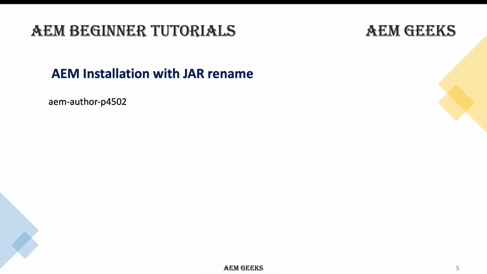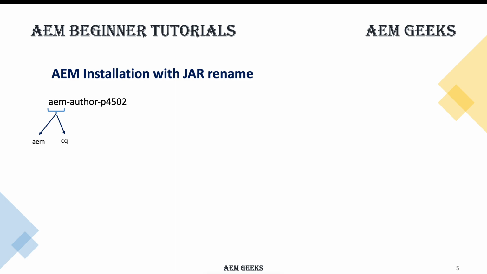The simplest way is to rename your jar. Once you get a jar, you will find a name like AEM-quickstart or something. To make it run as author or publish, you can rename that jar in a specific way. How can you do that? The first part, before the hyphen, you can add either AEM or CQ. CQ is the old name. Then after the hyphen, you can add author or publish.